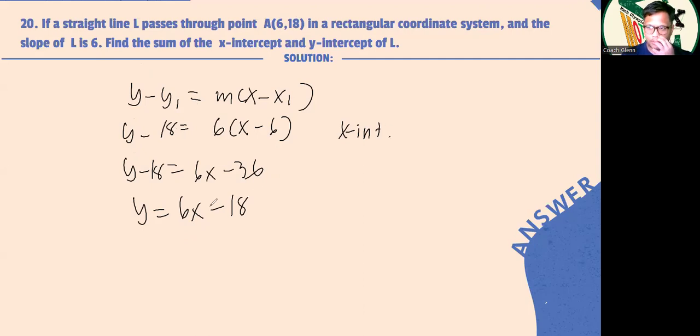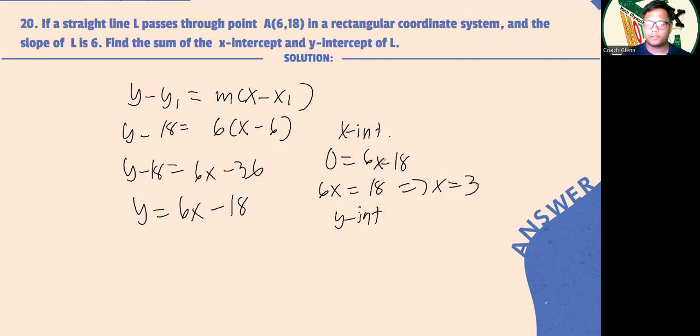So if you're solving for x-intercept, just turn y to 0. So 0 is equal to 6x minus 18. So 6x is equal to 18, which means x is 3. Now we go for y-intercept. So we turn x to 0. So y is equal to negative 18.